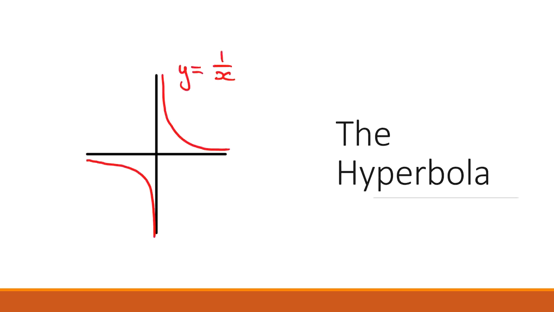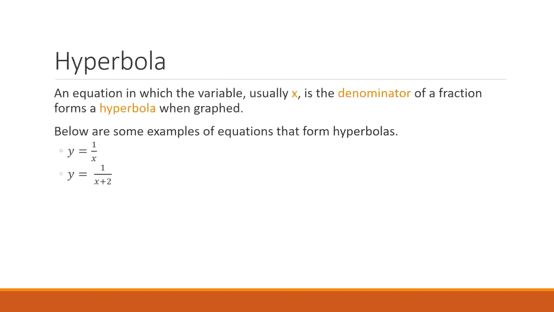In this video, we're covering the hyperbola, and this is a type of graph that you can see on your screen here, where it has a curve in one quadrant, and then in the opposite quadrant, it has a curve as well. These are known for having your variable, your x, on the bottom in the denominator. So again, the hyperbola occurs when an equation has the variable, which is usually x, not always, in the denominator of the fraction. This forms a hyperbola when we graph it.